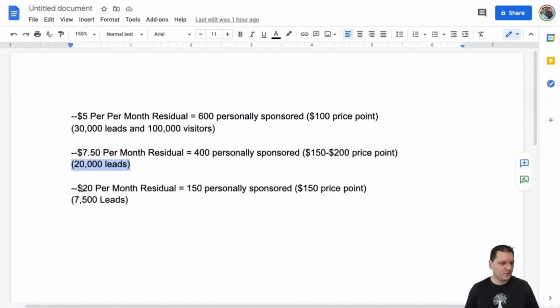And then the third one with the $20 per month, we're getting a little bit better there, right? You need 150 personally sponsored and 7,500 leads. So a lot of people are out there on the internet wondering why they're not making money. And you're going through your compensation plan and you're like, I'm only making, there's some people who only make $1 per person. So we're looking at hundreds of thousands of leads to do that, right? Whereas this one is a little bit better. You're getting down there, 7,500 leads.